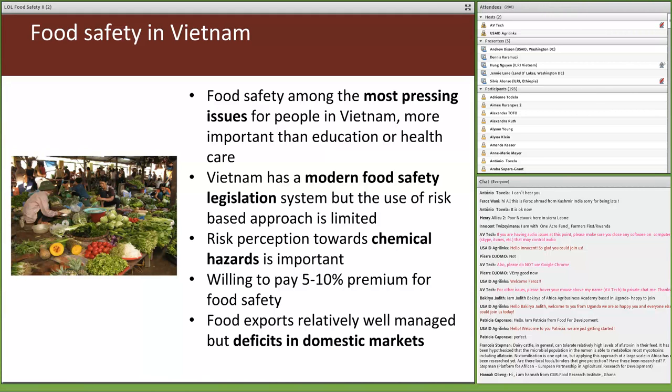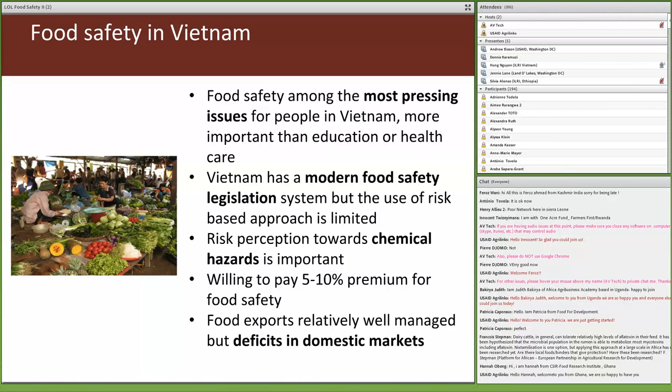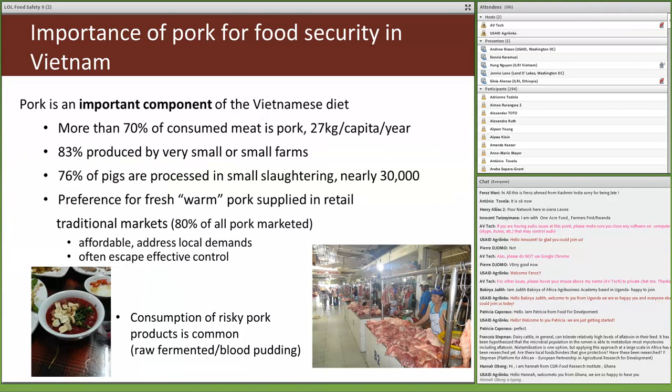But if you look at the global context, as Vietnamese, we are quite good at exporting. We comply with international standards to export our seafood, but also other agri products. But when you look at the domestic market, the landscape is not so positive compared to the export environment. So that is the situation.